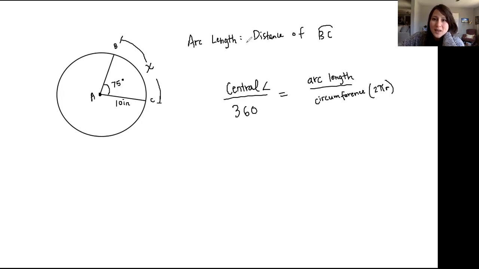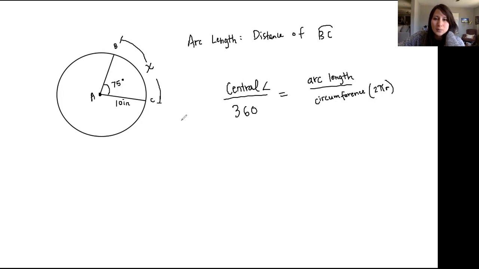So these are proportions. Basically, it's like the part of my angle compared to the total angle of my circle is proportionate to the part of my length of my circumference, just one part of my circumference, over the total of my circumference. So with finding the arc length, if I know my central angle and I know how to find the circumference, I can find the distance of my arc length.